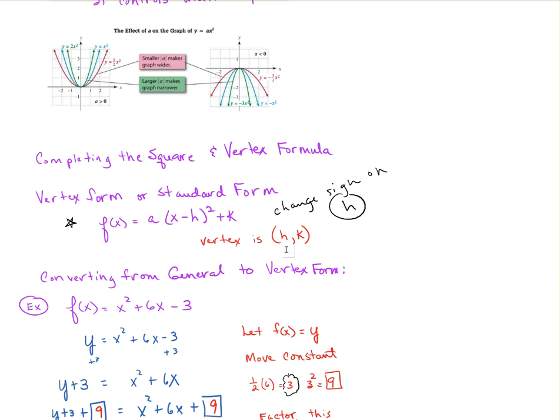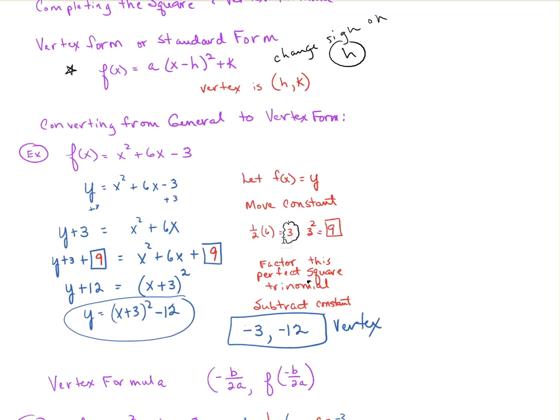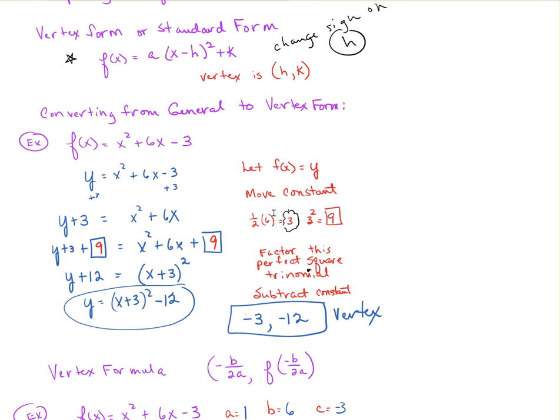So if you're asked, and you will be asked to do this, to convert from general to vertex form, we're going to use completing the square to do that. So let's kind of go through the steps. So here is our general form. F of x equals x squared plus 6x minus 3. First step, and I've written the steps over here. Let f of x equal y. So we've changed that f of x to a y.